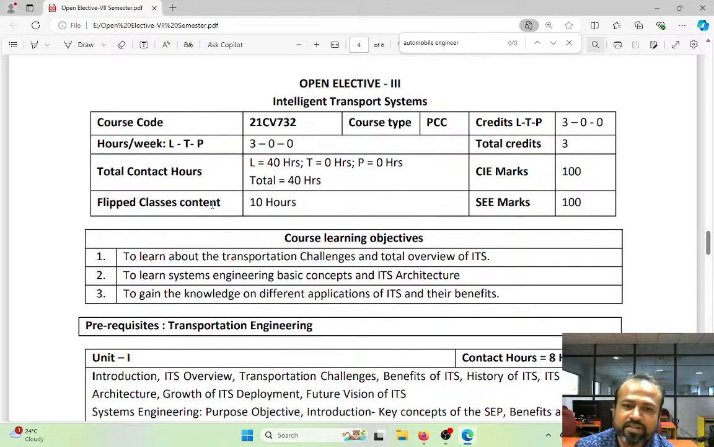Dear students, very good afternoon. Myself Somnath Koth. I am the course coordinator for this open elective, which is offered from the Department of Civil Engineering. The course name is Intelligent Transport System, and it is 3 hours per week and has 3 credits.